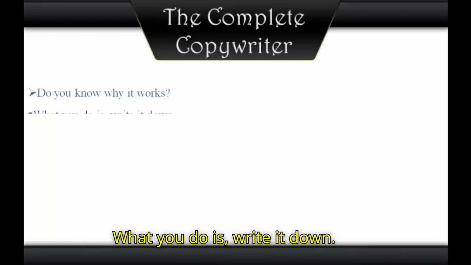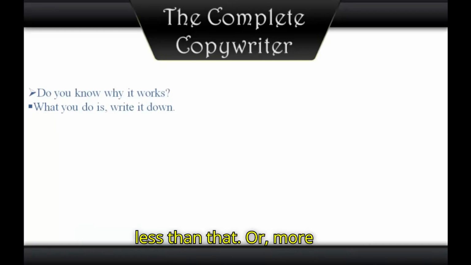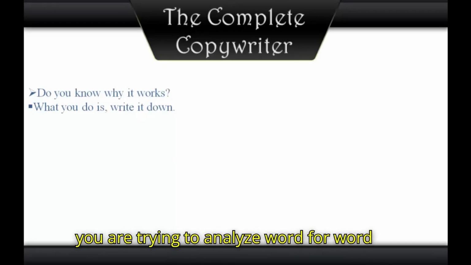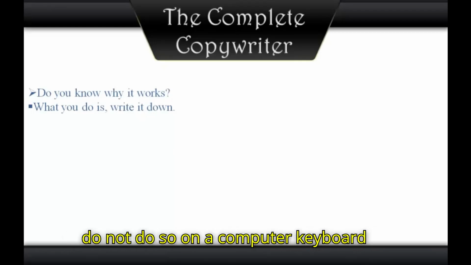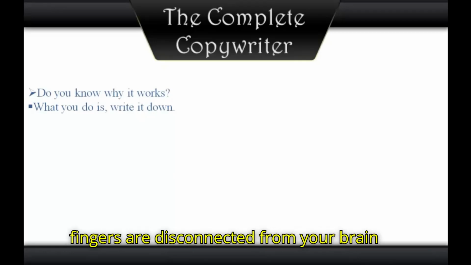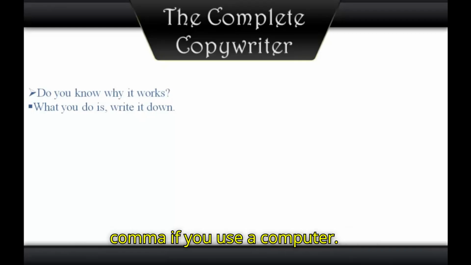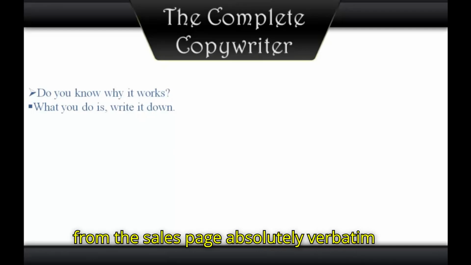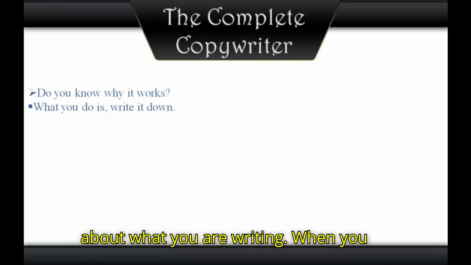What you do is write it down. That's it, you write it down, no more or less than that. Or, more accurately, you copy the sales page that you are trying to analyze word for word with an old-fashioned paper and pen. You do not do so on a computer keyboard, because when you use the keyboard, your fingers are disconnected from your brain, and it becomes far too easy to copy in a comma if you use a computer. If, however, you write every single word from the sales page absolutely verbatim on a sheet of paper, then you will think about what you're writing.